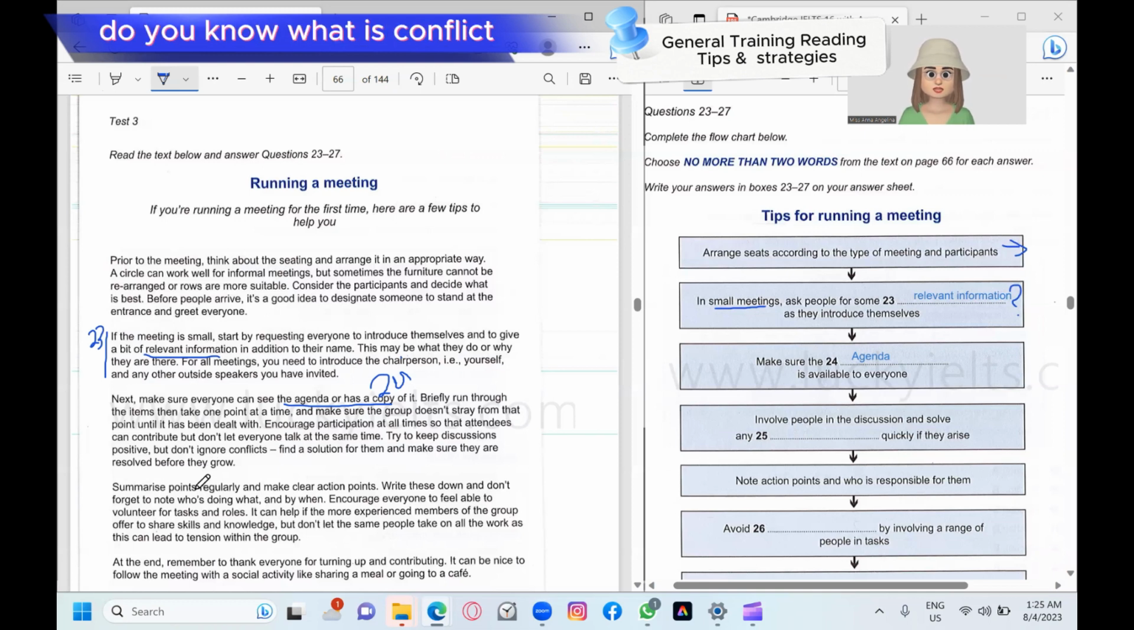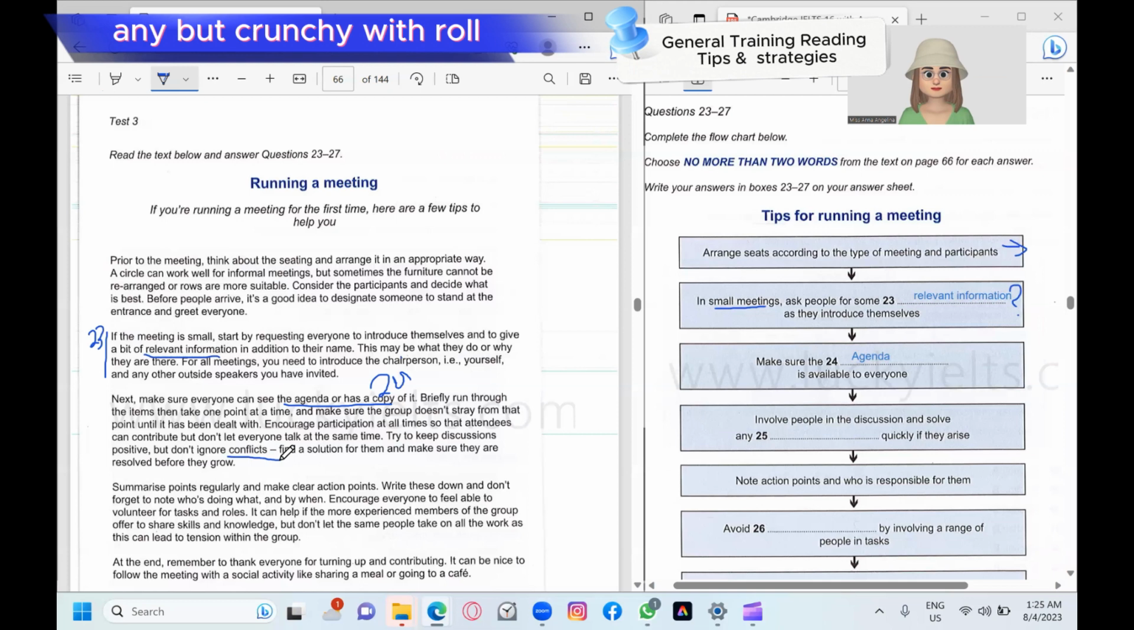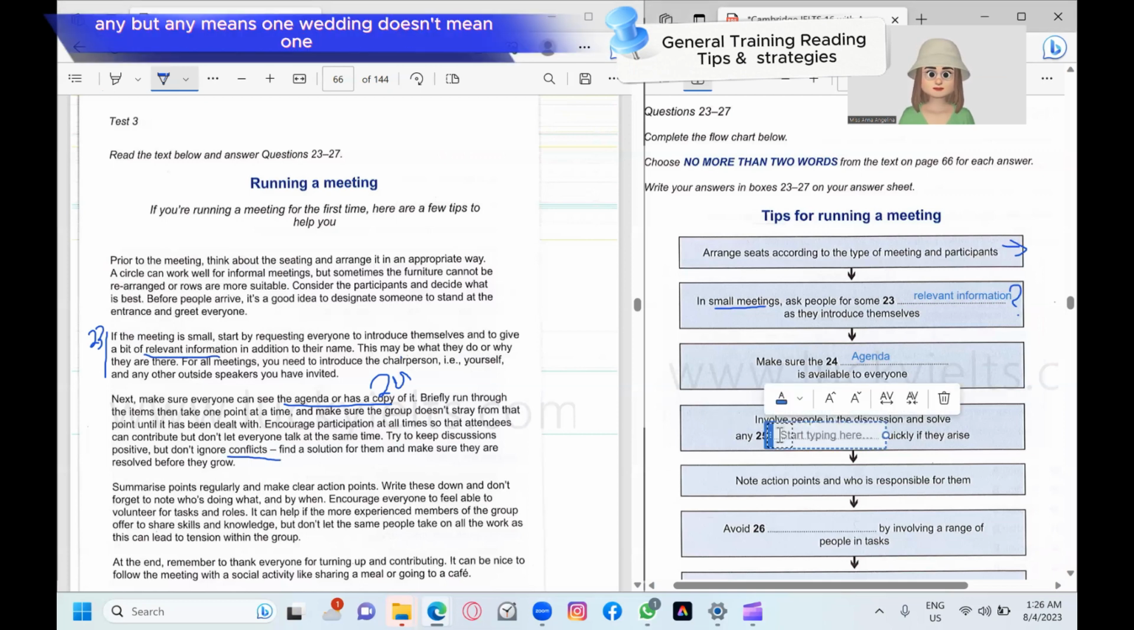Conflict. Do you know what is conflict? Conflict means any fight, any disagreement. Yes, disagreement. So will you write conflict or will you write conflicts? Conflicts. Any conflicts. Conflict is plural. Yes, this is what you're going to write. Any means one? No, any doesn't mean one.